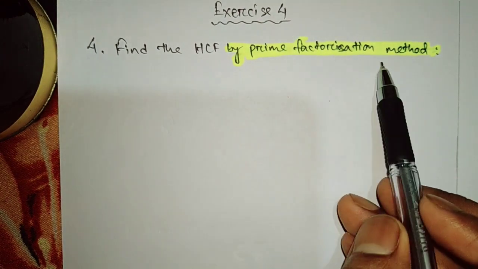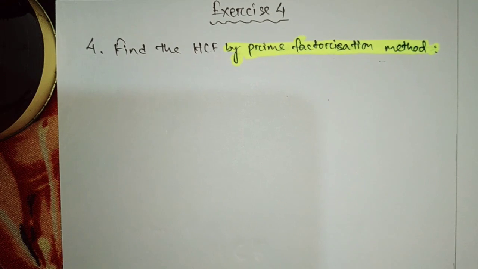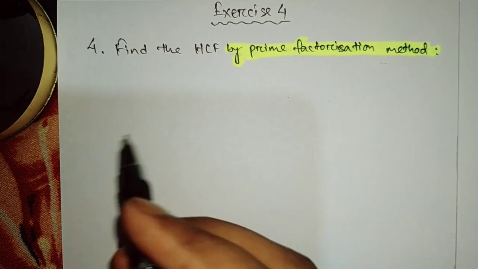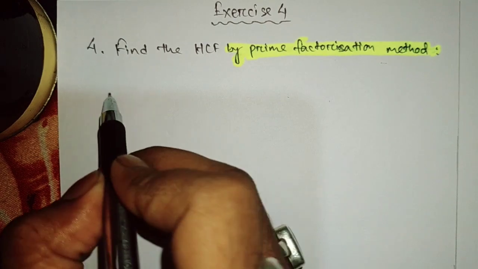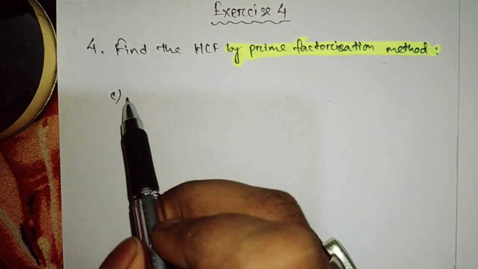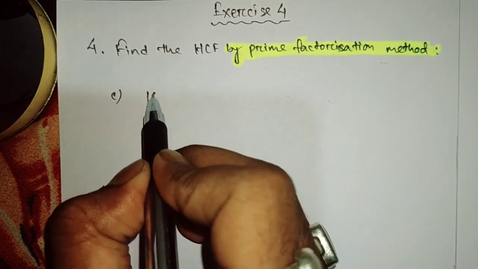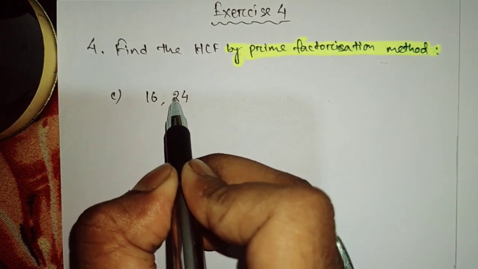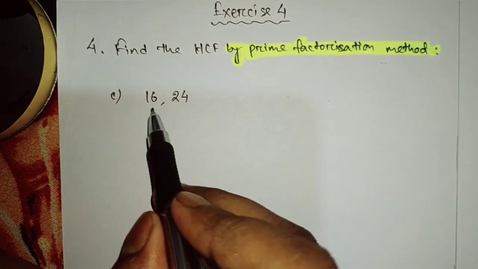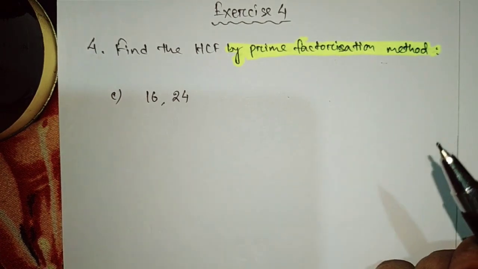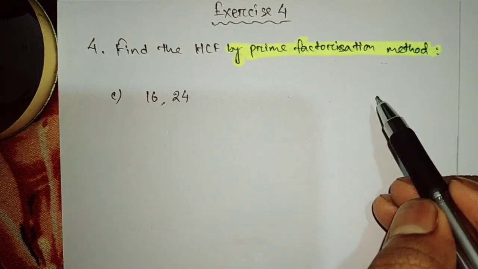Our next method is the prime factorization method. Prime factorization we have already studied. Okay, so let's take a question. Question number 4 from exercise 4 C. Okay, 16 and 24. So let us find the prime factors of 16 and 24.